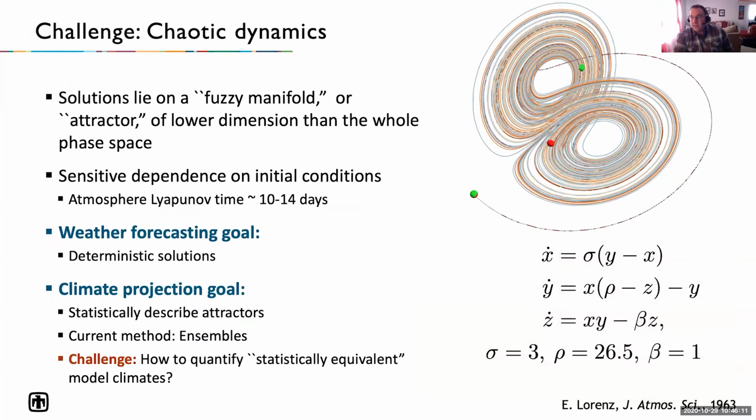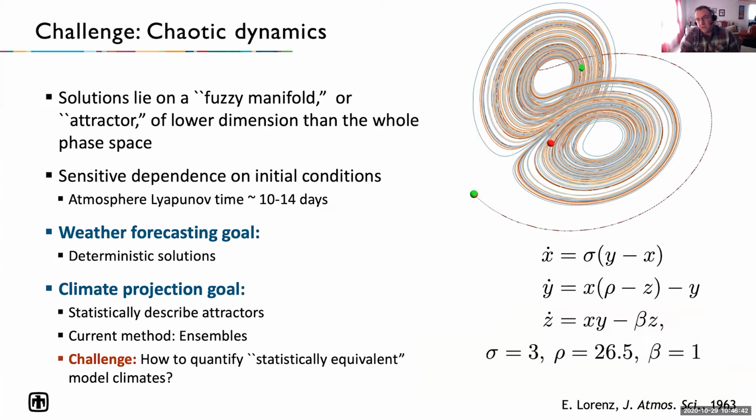In addition, they tend to be chaotic systems, which means that they have a sensitive dependence on initial conditions, as famously demonstrated by Lorenz. So the Lyapunov time for the atmosphere is 10 to 14 days. Even if you have a field that is initialized with a difference in the 14th or 15th bit of initial data, after 14 days or so, the instantaneous solutions of the atmospheric model equations will be indistinguishable from each other.